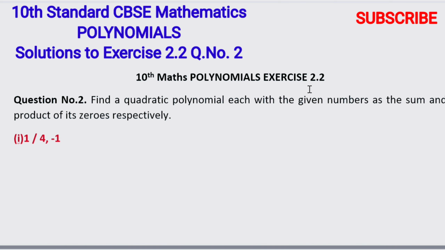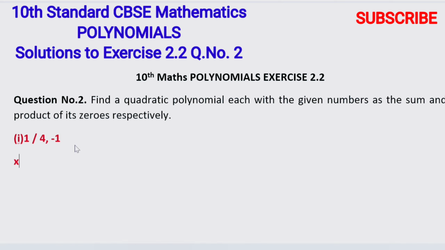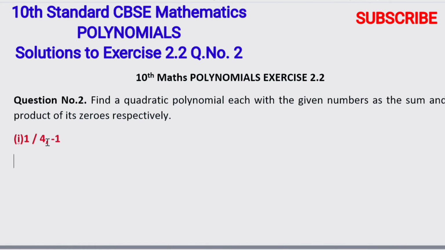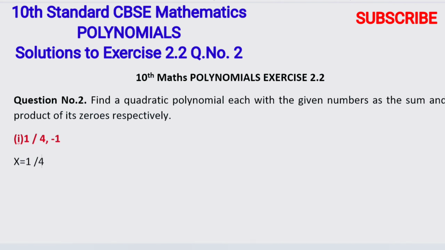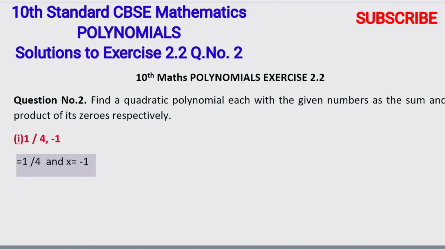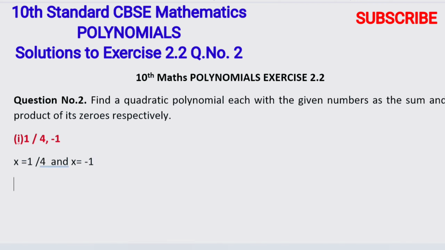Okay, now see here. In this first question, two zeros are given. One is x equal to 1 by 4, and another value is x equal to minus 1. These two values are the zeros of the quadratic equation that we have to find. Two zeros means a quadratic equation of the form ax square plus bx plus c equal to 0.